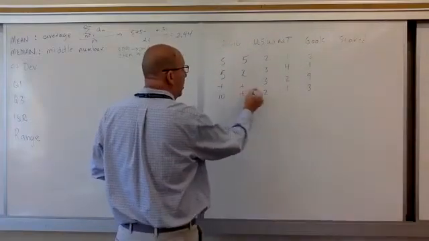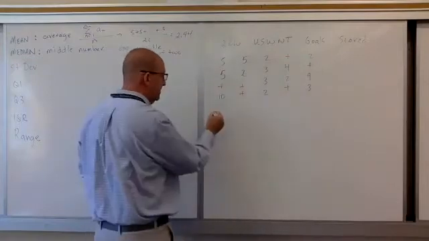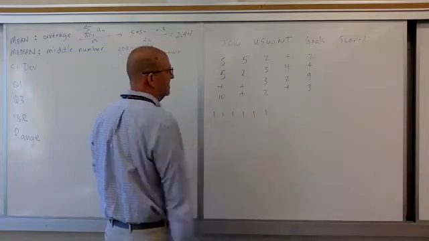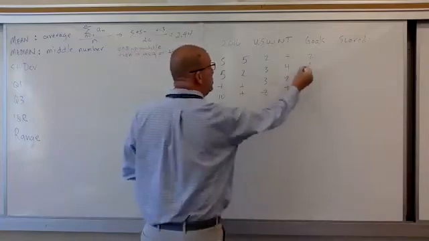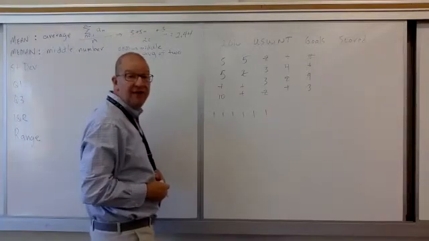1, 1, 1, 1, 1, 1. There are 6 ones. 2, 2, 2, 2, 2. I've got 5 2s.